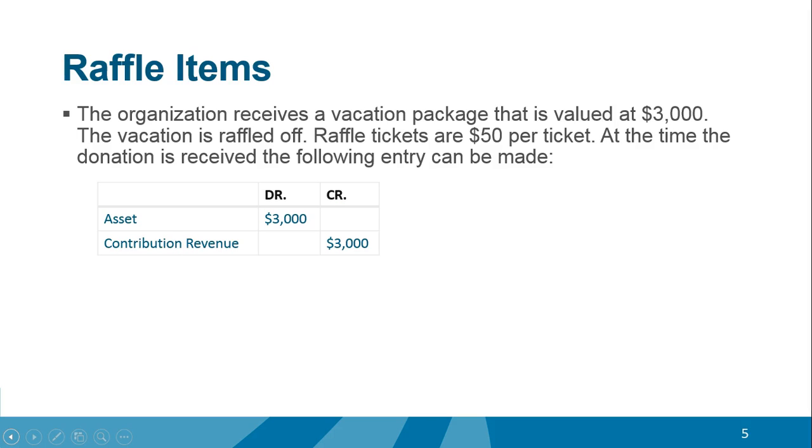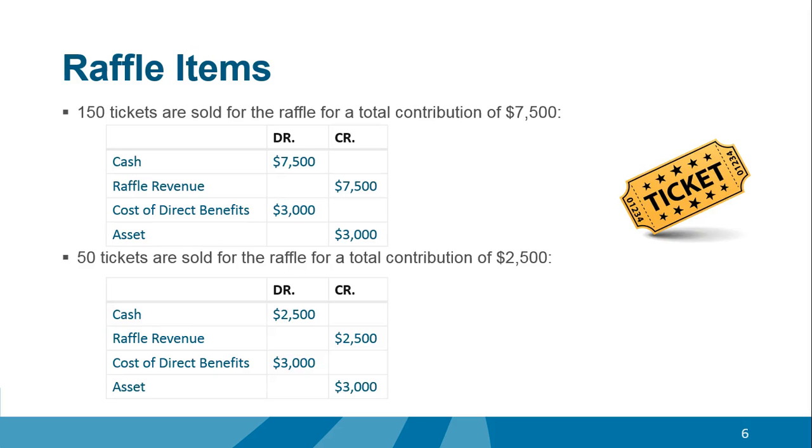The organization receives a vacation package valued at $3,000. To record the value of the vacation package, you will debit an asset and credit contribution revenue for $3,000. Similar to auction items, once the item is raffled off, additional entries are necessary. Let's look at two different raffle scenarios.